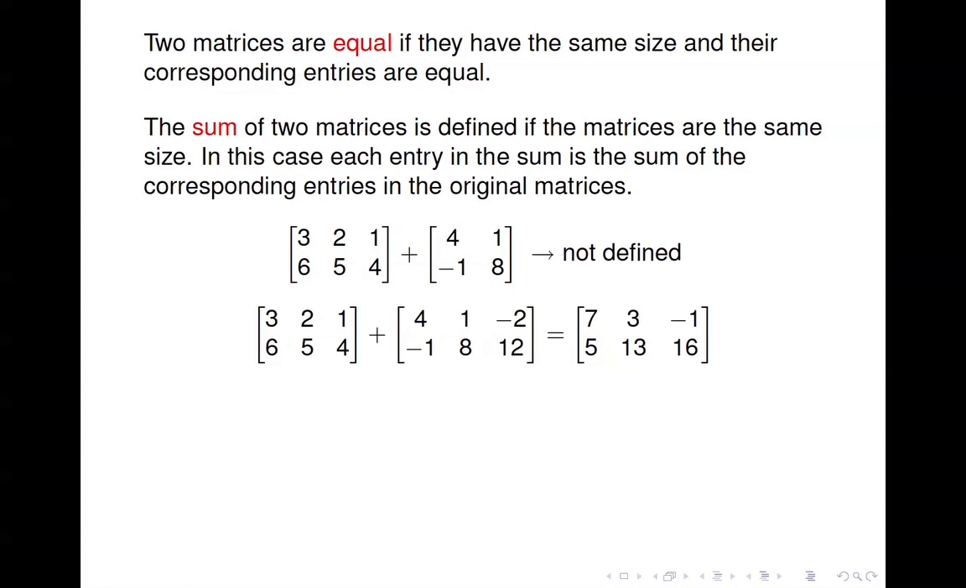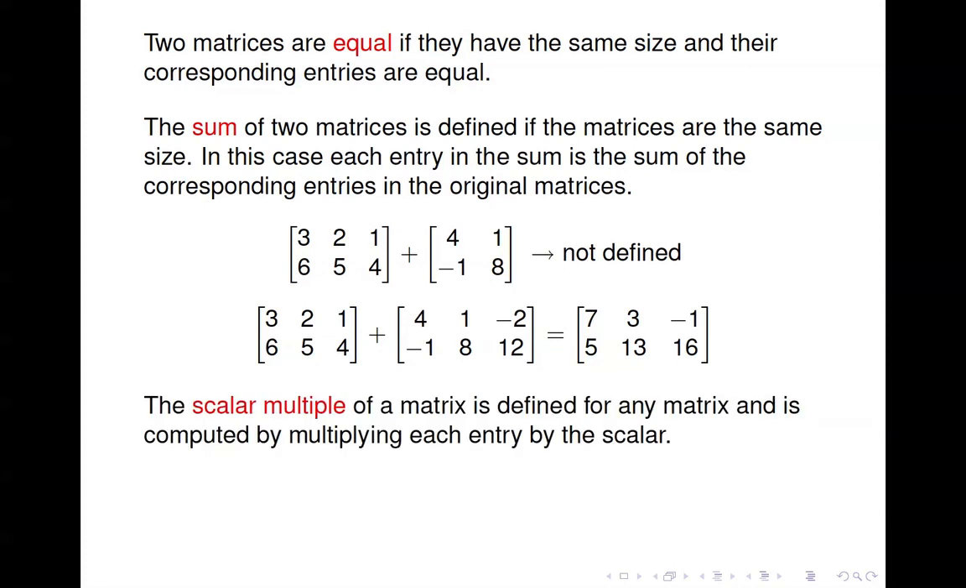Here's one where we can compute the sum, and notice the 7 here is just the 3 plus 4. To get the 3, it's this 2 plus 1, and so forth. So to get the ijth entry over here, you sum the corresponding ijth entries in the two original matrices. We can compute the scalar multiple of a matrix in the same way we compute the scalar multiple of a vector. We just multiply each entry by that scalar. So here's an example. Multiply 3 times each entry in this matrix, and we produce this one.